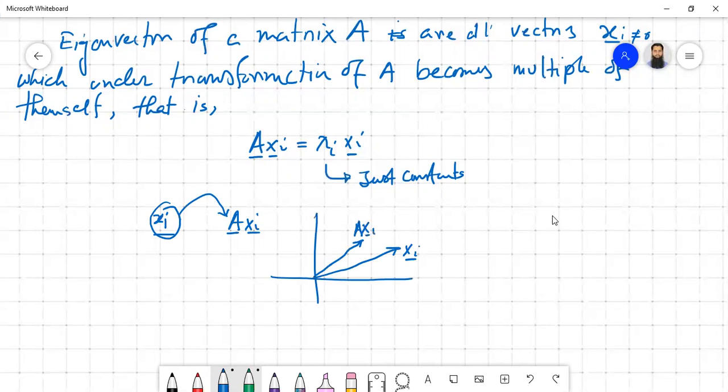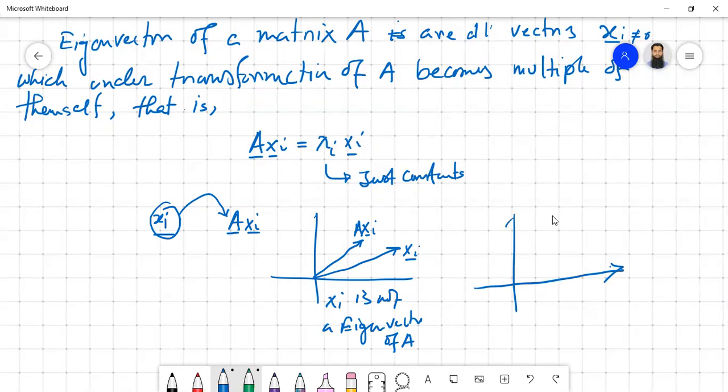They are not collinear, so this particular xi is not an eigenvector of matrix A. But if you have something like this, this is your vector xi, and if you multiply, it can be reduced or it can be more. Then we call this xi an eigenvector of the matrix A.